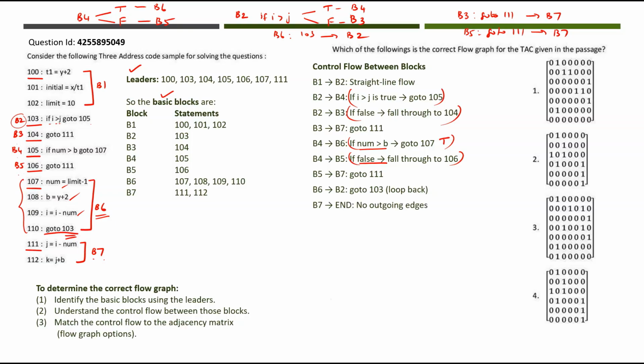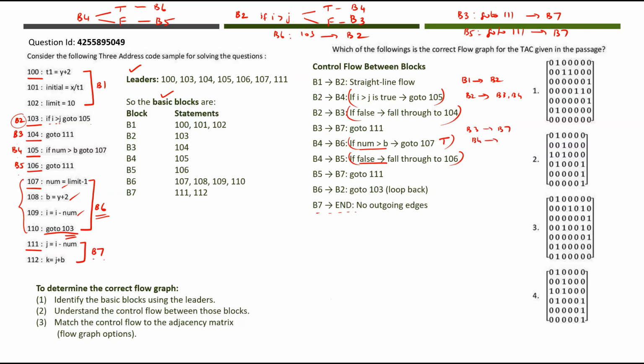What about the final block B7? From B7 there are no outgoing edges. It means, with respect to the flow graph, we are reaching the end of the code. So we are saying B7 to end. It is not going to any other block. So no other block is involved here. B1 is moving to B2. B2 is moving to two other blocks, B3 and B4. B3 is moving to B7.